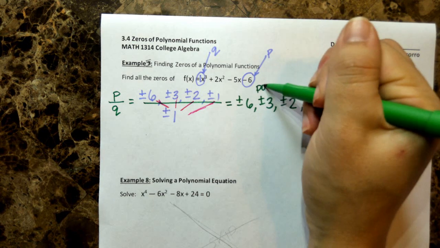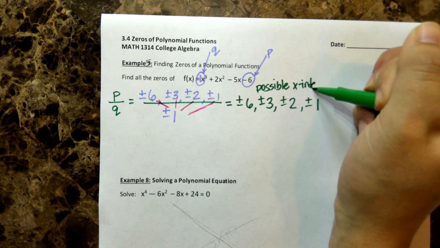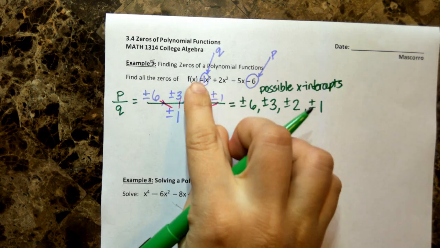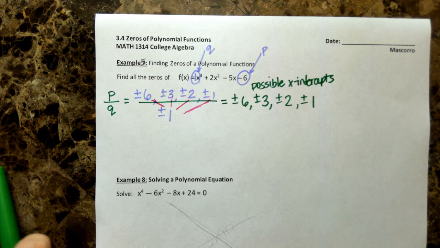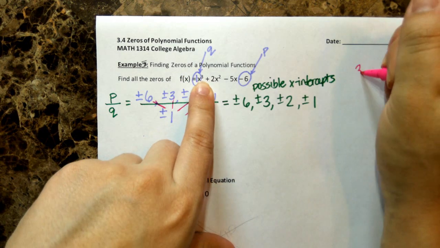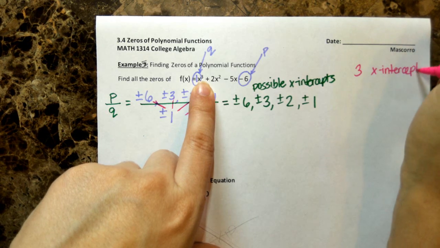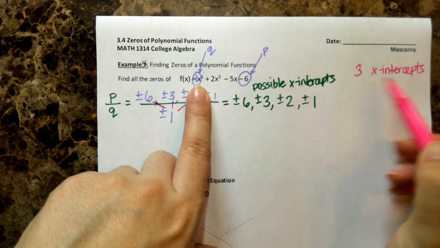So this is the list of possible zeros or possible x-intercepts, however you want to call them, for our polynomial function. Now, how many x-intercepts are there going to be total? Well, there's going to be 3 x-intercepts total, and the reason I know that is because whatever the degree is, which in our case is 3, that's how many x-intercepts there will be.